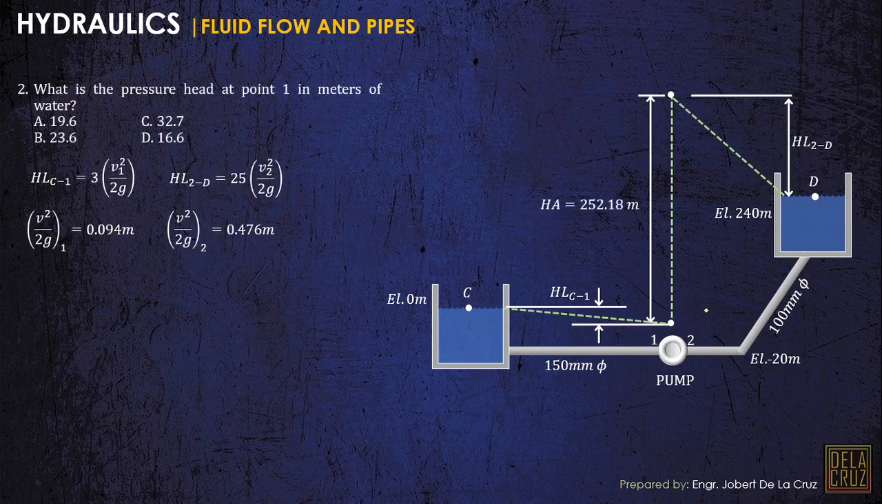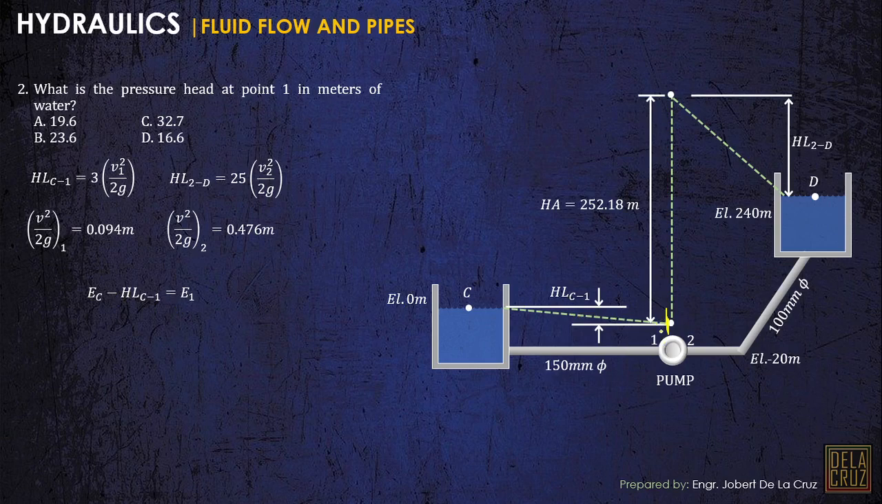What is the pressure head at point 1 in meters? To involve the pressure head at point 1, by the way, point 1 is immediately before the pump. Immediately before the pump, so somewhere here. To involve the pressure at point 1, the points we will use in Bernoulli's equation are C and point 1. We equate the energy at C minus HLC1 to the energy at point 1.